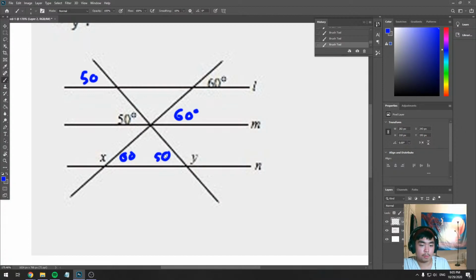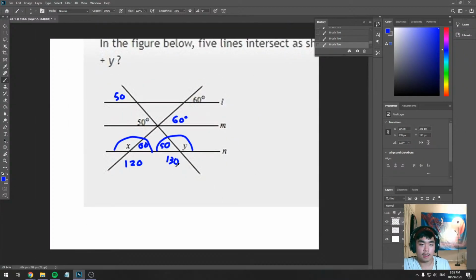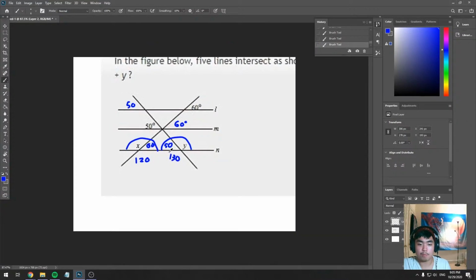So now what? Well, now you notice this problem has become a lot simpler. This is just supplemental. So X is the supplemental pair to 60, so X should be 120. Y is the supplemental pair to 50, so that should be 130. It's just 180 minus whatever this is. And there we go. Simple as that.